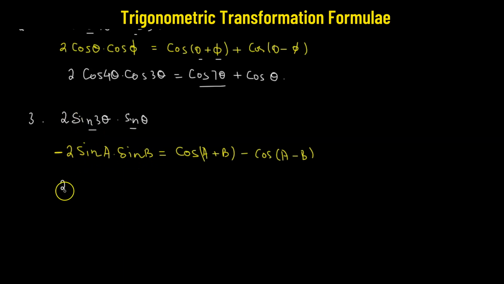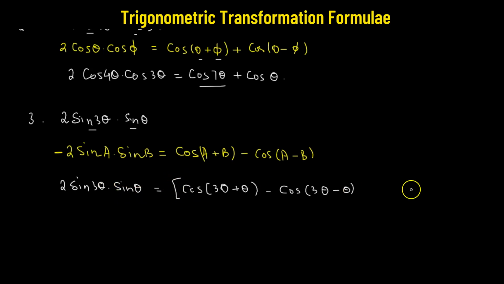So let's do that. We have 2 times sine 3 theta times sine theta. So this will be equal to cosine of 3 theta plus theta minus cosine of 3 theta minus theta. But we have to multiply both sides by a negative sign. So we have the negative of the entire difference of the cosine functions, and that finally gives us cosine of, we'll use this term first, 3 theta minus theta, which is 2 theta, minus cosine of 3 theta plus theta, so that's simply 4 theta. Let's go to the next part.